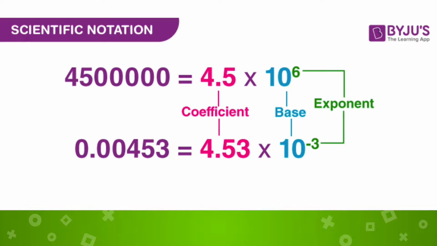Okay, so here we have two examples of scientific notation. You can see we have a very large number and we have a very small number. So these are two examples of why we would use scientific notation. We can see there's a coefficient on each one.